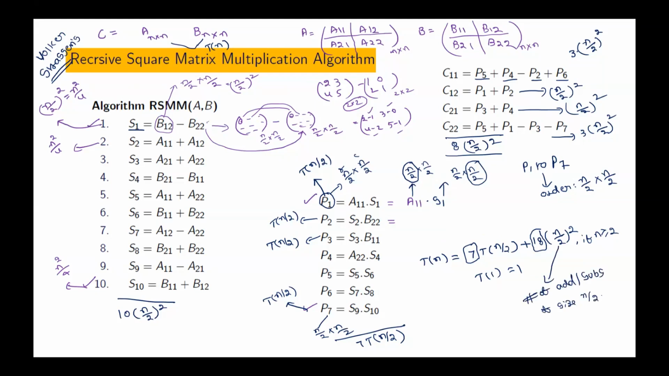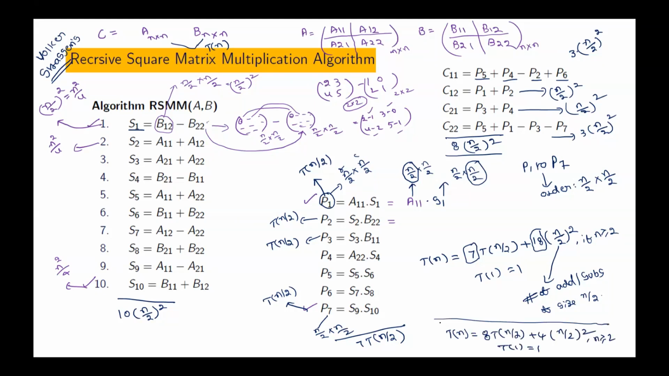That means, what has Strassen done? In our earlier divide and conquer algorithm, what was the recurrence? We had something like this: in our general divide and conquer algorithm, we had 8 times T of n by 2 plus 4 times n by 2 whole square. We had it like this.